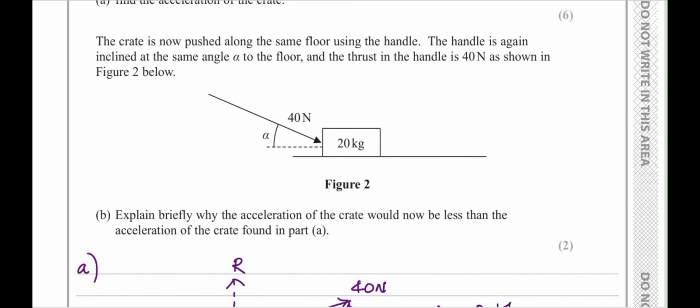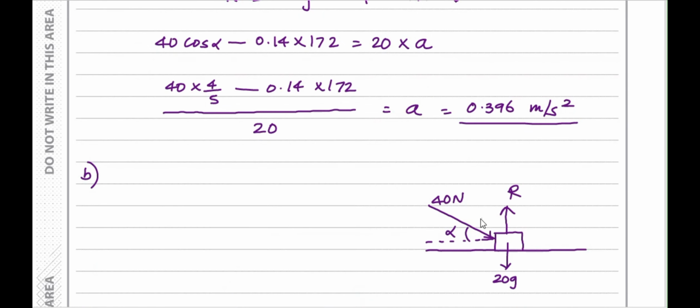Part B. The crate is now pushed along the same floor using the handle. The handle is again inclined at the same angle alpha to the floor, and the thrust in the handle is 40 newtons as shown in figure 2 below. Explain briefly why the acceleration of the crate would now be less than the acceleration found in part A. Pushing the crate instead of pulling changes the R value. Here everything else remains the same, but pushing will change the direction of the vertical component of this 40 newtons.